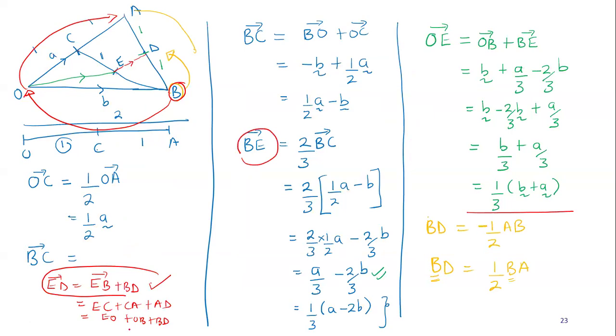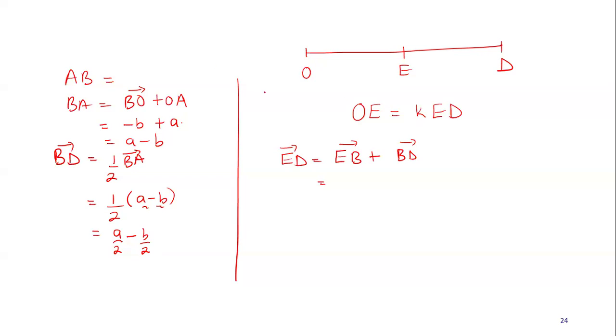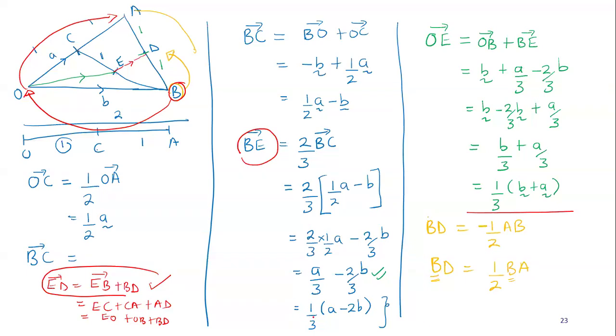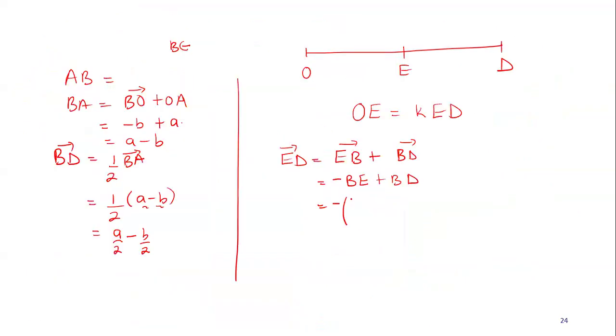So that means to get E to B, since we already have B to E, it is going to be the negative. So EB is the same as the negative of B to E, plus B to D. Since I have BE, I will just put negative. Then I go back and check what my B to E was. B to E was a third A minus 2B. So this is going to be negative a third A minus 2B, plus my B to D, which is A out of 2 minus B out of 2.